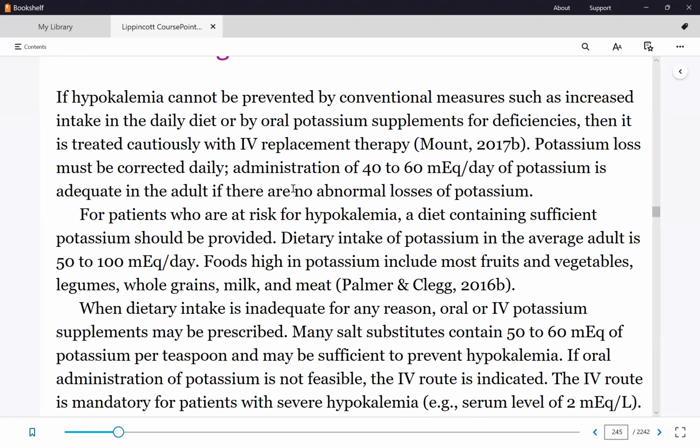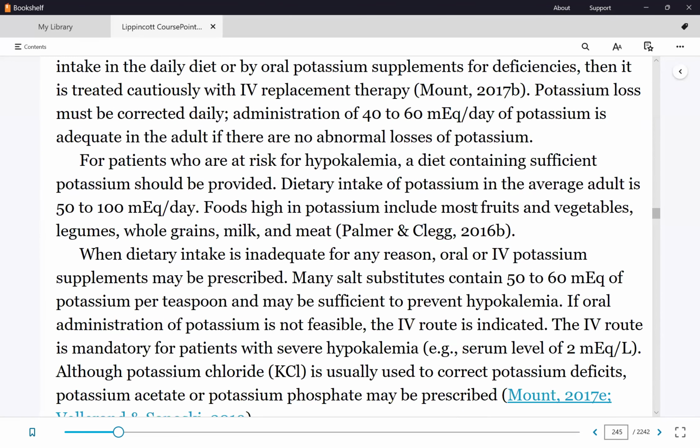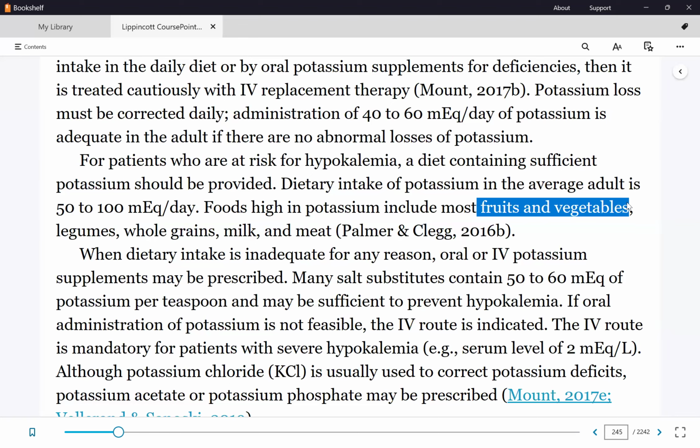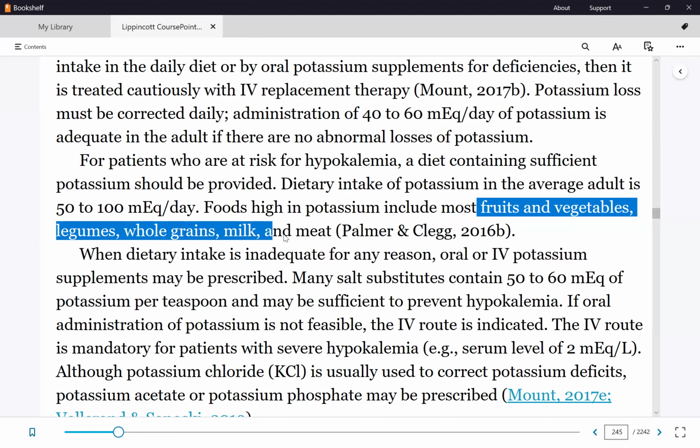So for sources, these are the examples mentioned in the book. Most fruits and vegetables. For fruits, it's mostly citrus fruits, so anything that is citrus is very high in potassium. For vegetables, is potato a vegetable? It is, right? So the potato is high, but it's mostly in the skin of the potato. Legumes, all legumes are high in potassium. Whole grains, milk, and meat. It didn't specify which meat, right? So all meats are high in potassium.